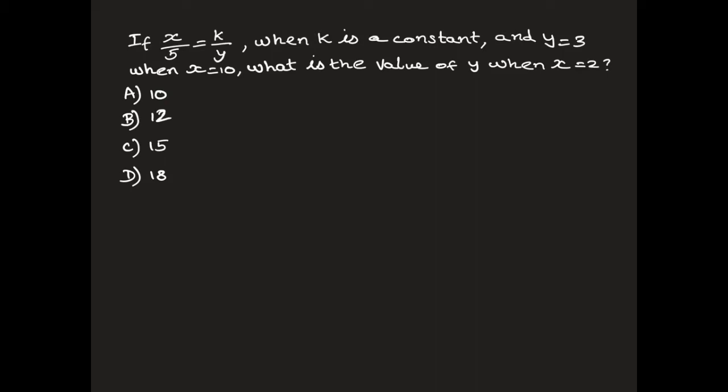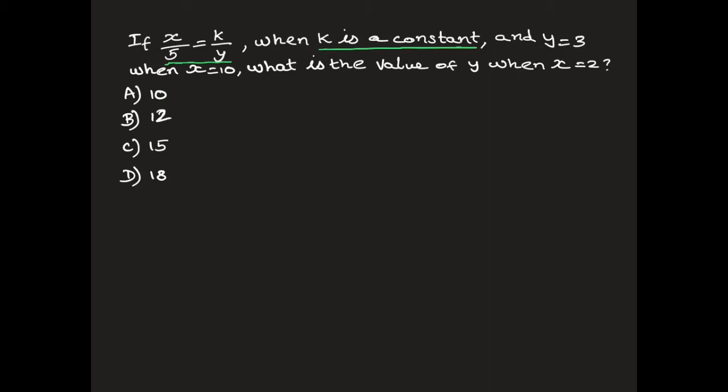So first let's dig deeper into the problem and underline our important information. The first important piece of information is that x over 5 is equal to k over y. That's very important because this lets us know the proportion that we're given in order to solve the problem. Another important thing is that k is a constant. So we know that no matter what values y and x are, k will always be the same number.